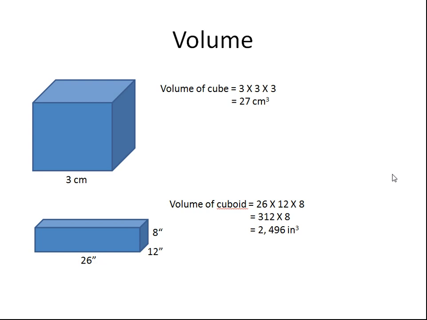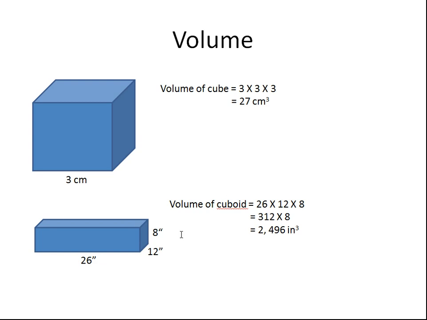In this example, the length of one side is 3 centimeters. So the length of all the sides will also be 3 centimeters. And so the volume of the cube is equal to 3 times 3 times 3, length times width times height, and this is equal to 27 cubic centimeters.